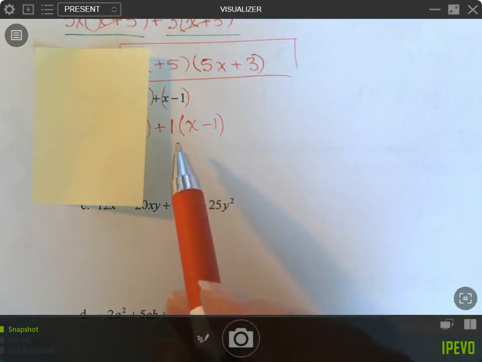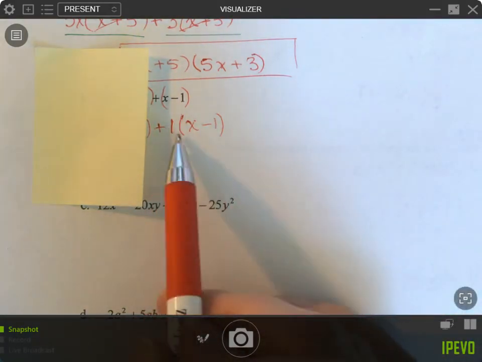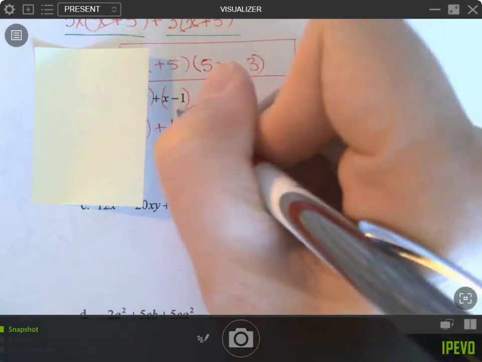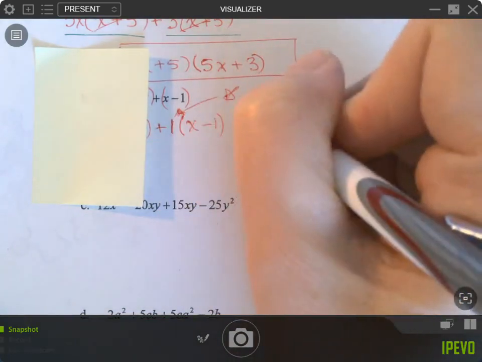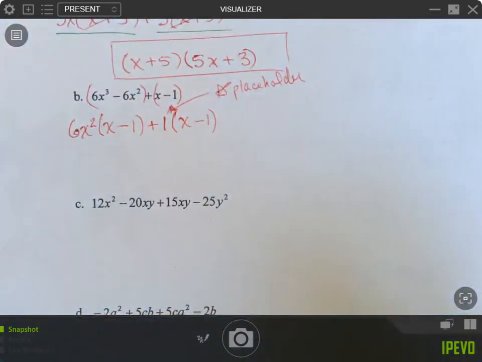So normally I tell you don't worry about factoring out a GCF of 1. But in a problem when you're grouping, that 1 is a placeholder. So it's actually really important. So I'm going to put a little star there, and that is your placeholder. Okay, now we're back to where we were on the front.